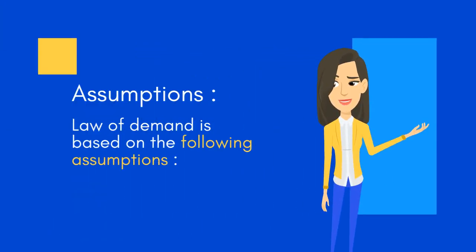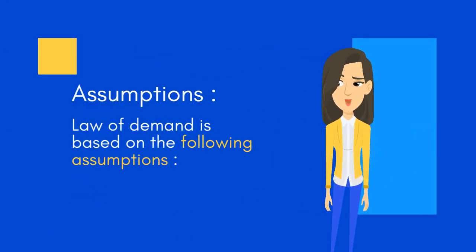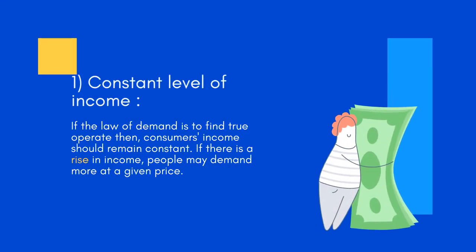Assumptions. Law of demand is based on the following assumptions. 1. Constant level of income. If the law of demand is to operate, then consumers' income should remain constant. If there is a rise in income, people may demand more at a given price.